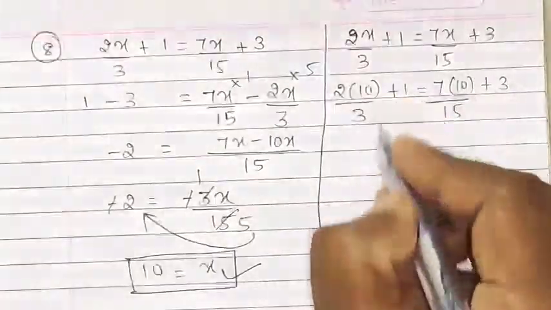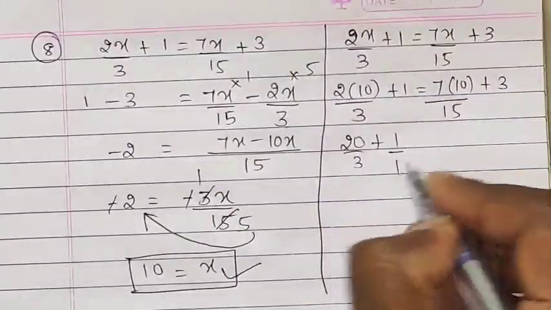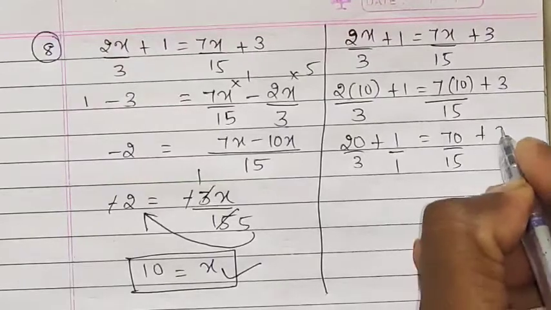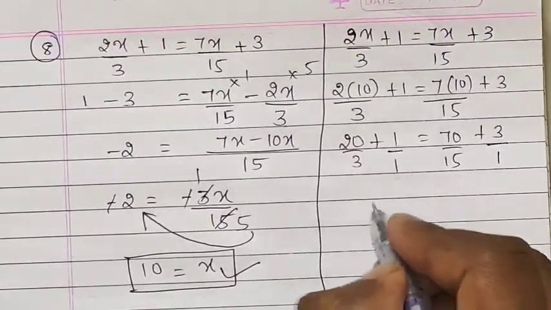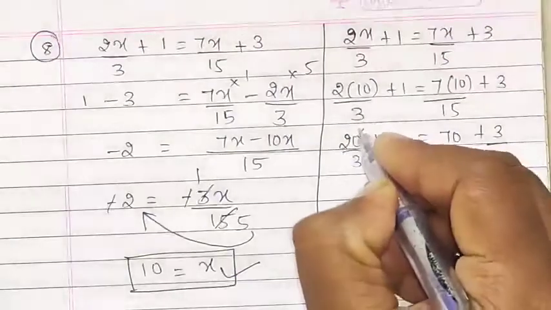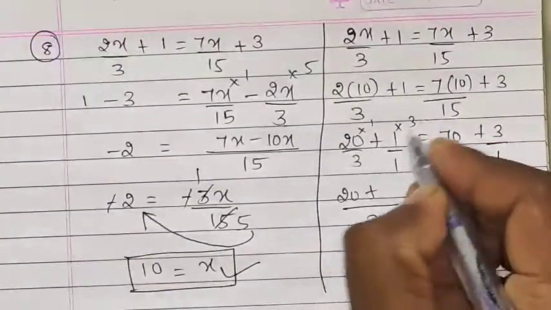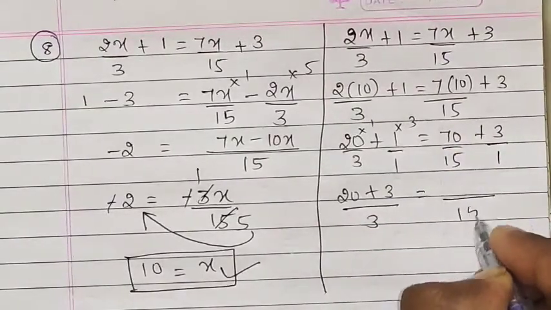Next step, 2 tens are 20 by 3 plus 1. Denominator nothing is there, means 1, is equal to 7 tens are 70 divided by 15 plus 3. Denominator nothing is there, means 1. 3 and 1 LCM is 3. 3 ones are 3, 1 3s are 3. 2 1s are 20 plus 1 3s are 3 is equal to 15, and 1s are LCM is 15.